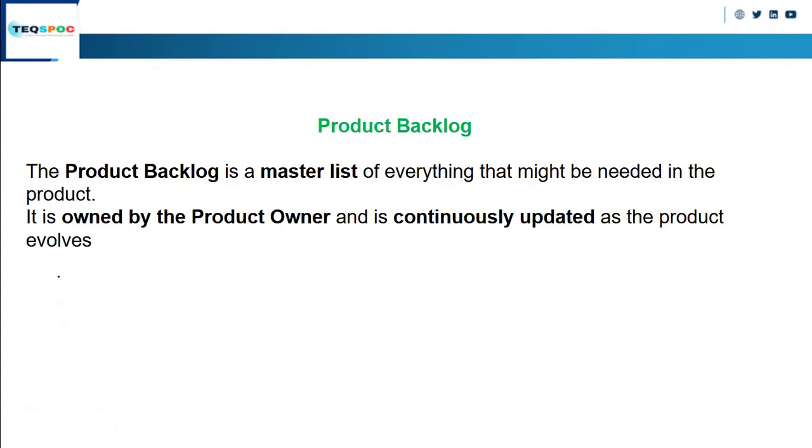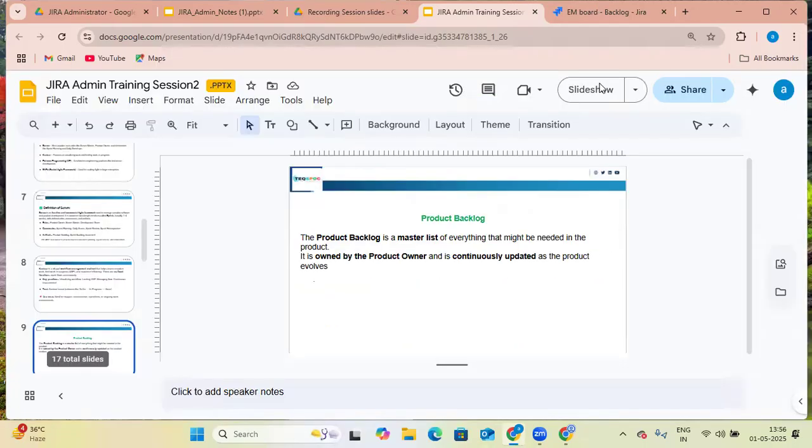So now coming to the product backlog. The product backlog is basically an area where all the things will be kept, all the requirements, all the issues will be kept in the product backlog, and the product backlog will keep on increasing according to the requirement. So let me show you what is product backlog.